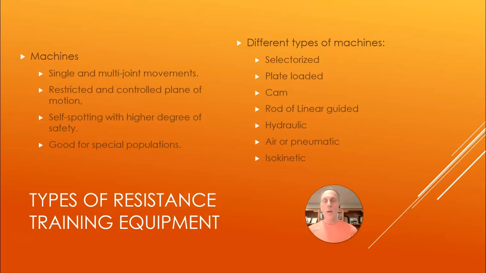The whole concept of selectorized equipment has its place within the context of working out. There are many different types of machines, selectorized being one of them, which is very similar to some of the other pieces you see to the right: plate loaded, cam, rod and linear, hydraulic, air pneumatic, and isokinetic. Often people will just say, I'm going to do a machine workout today, and it could be any one of those modalities. They're often equated with a higher degree of safety because they are self-spotting. A person can just stop doing the exercise and a weight is not going to fall on their head.